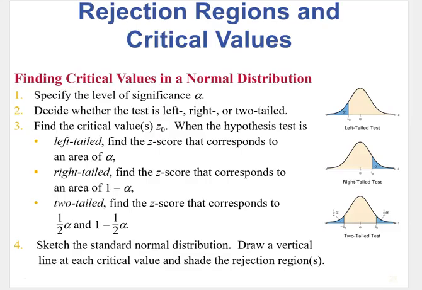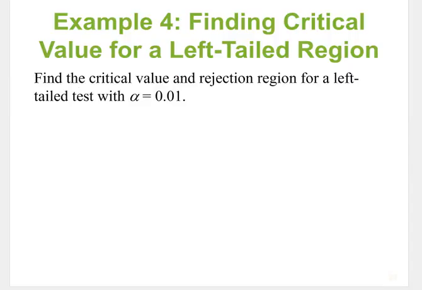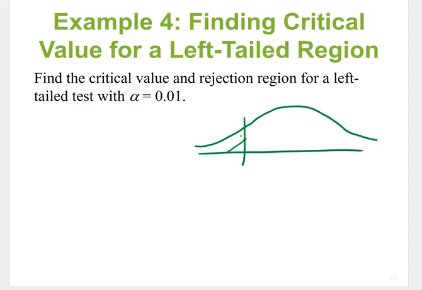All right, so let's just start with focusing on critical values. Find the critical value and rejection region for a left-tailed test with alpha equal to 0.01. A left tail means we're going to look like this, and this area here is going to be our alpha, which is 0.01. So we will then need to find the critical value right here, which obviously is going to be negative, right?